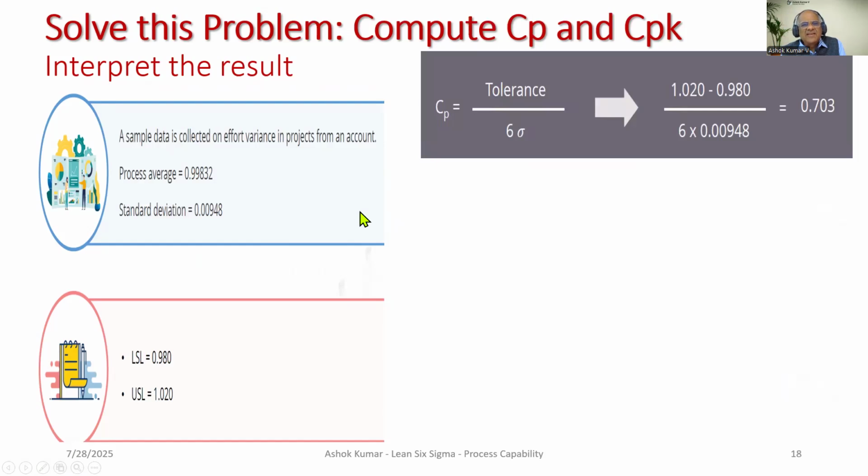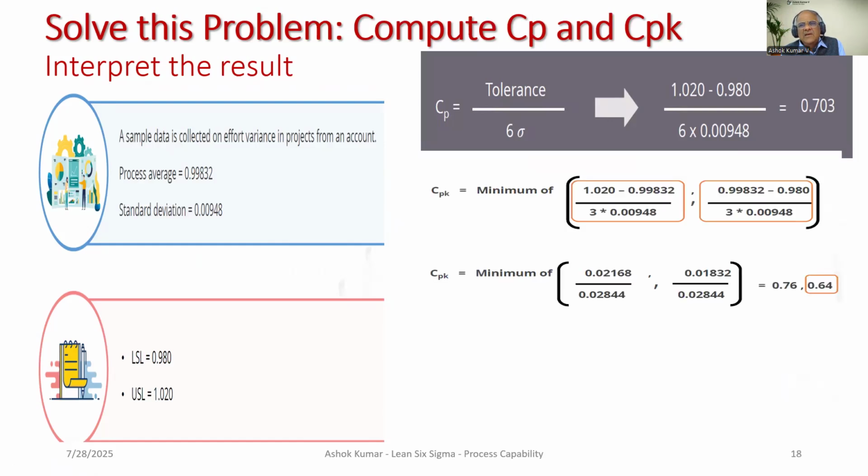CP is equal to tolerance upon 6 sigma, that is the USL minus the LSL, the lower values, and then 6 into the standard deviation given. Pretty much a straightforward calculation. And CPK, the formula is minimum of one side calculation, whether it is USL minus the mean or the mean minus the LSL. So that gives you 2 sets of computation. The first one is USL minus the mean. The second one is the mean minus the LSL, divided by 3 sigma limits, as I told you. So the minimum of these values, you get 2 results, one is 0.7 and another is 0.64. So eventually you accept the value of 0.64, which is the minimum of these 2 values.